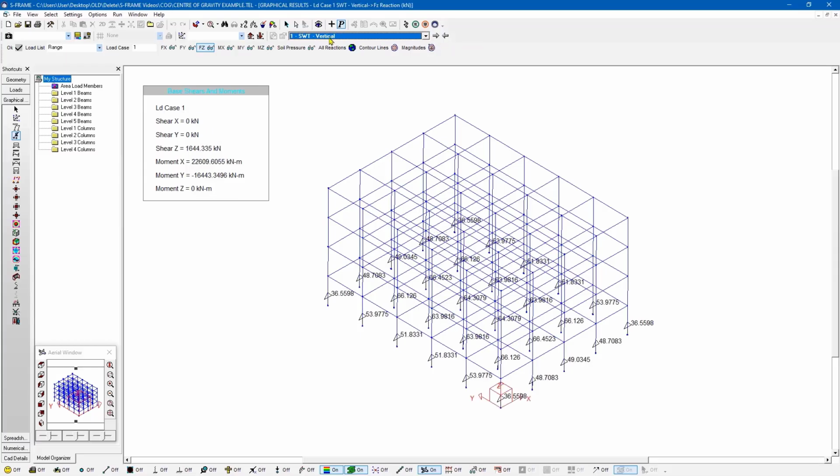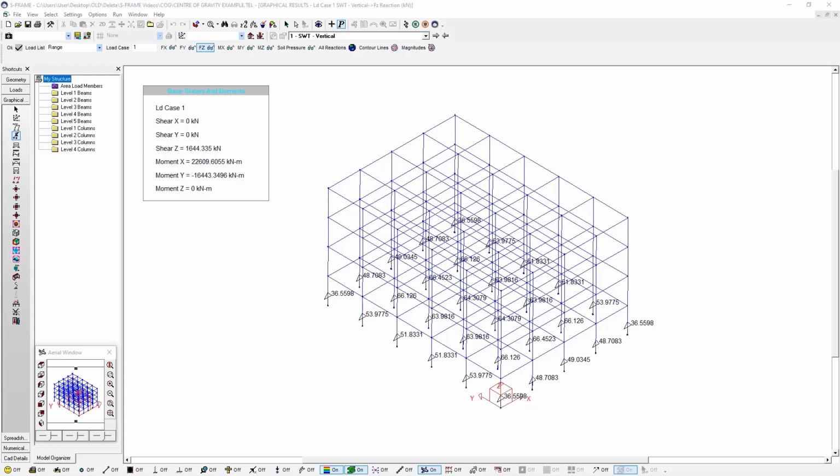I'm going to go back into the self-weight vertical reaction here. And we can see that we have our shear Z, which equals W. And to determine what our actual Y lever arm is, we'll start with Y. That would be the MX value from this load case, self-weight vertical, divided by shear Z, which is W. So 22,609 divided by 1644.